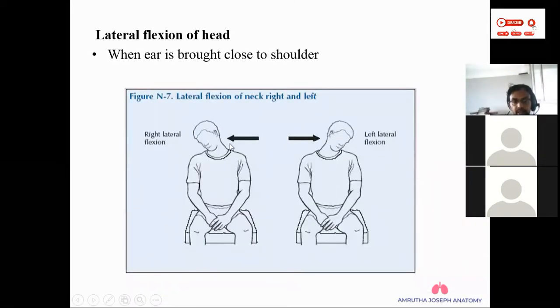Another movement is called lateral flexion. Here, lateral flexion of the head can be seen. Now, how can you define it? When the ear is brought close to the shoulder. So here, this is right lateral flexion of the head. This is left lateral flexion, where you can see the left ear is brought close to the shoulder.